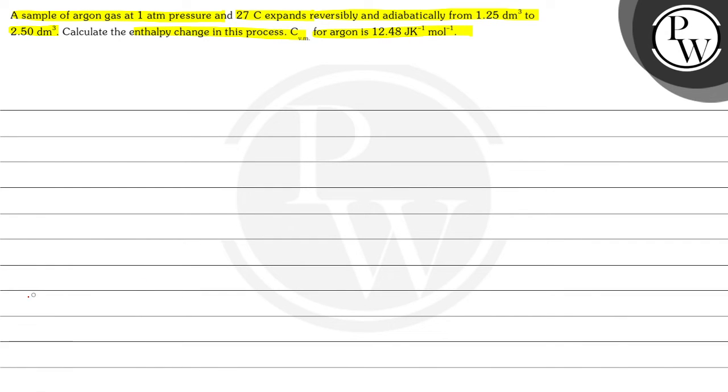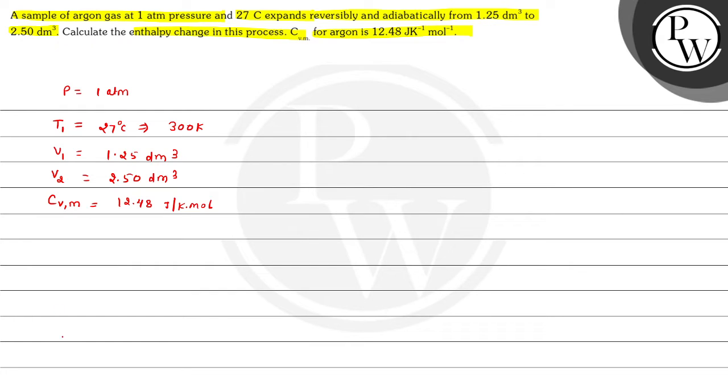So here, what is the given data? Given data is pressure equals 1 atm, and temperature T1 equals 27 degree centigrade, which equals 300 Kelvin. Now the volume V1 equals 1.25 decimeter cube, and V2 equals 2.50 decimeter cube. Also CVM, the molar heat capacity at constant volume, is given, equals 12.48 joule per Kelvin per mole. Now we have to calculate the change in enthalpy, represented as del H.